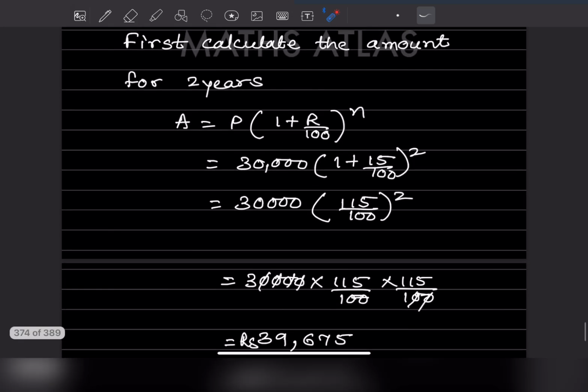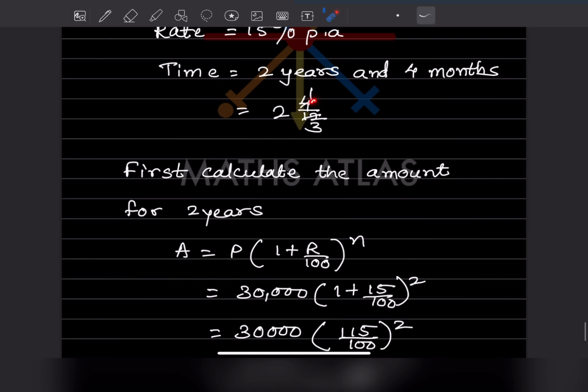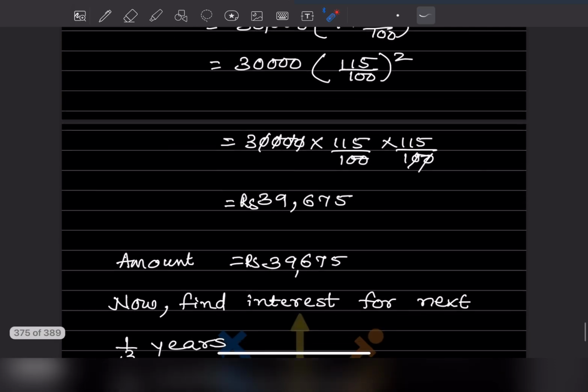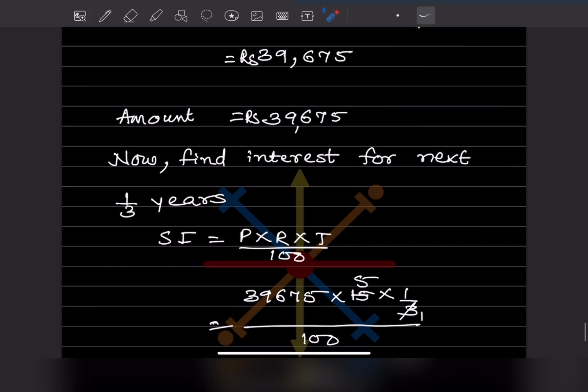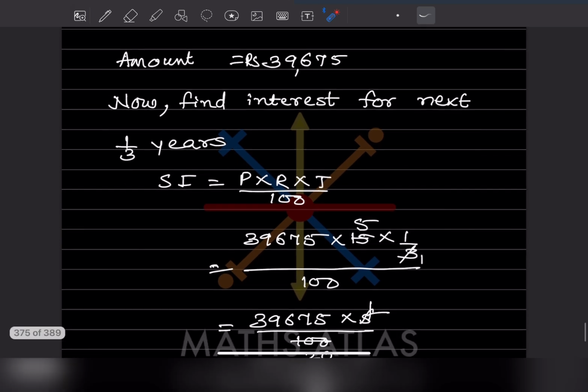Because can you see here, 4 months, 4 by 12 means that is going to be 1/3. So now what will you do here? Again, for this one you will take the simple interest, that is P into R into T by 100. So what are you going to consider as the principal here? Whatever you got, 39,675. And this R is 15 and this T is going to be 1/3, divided by 100.